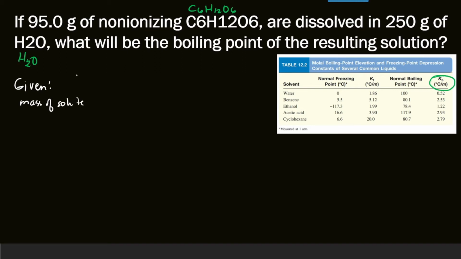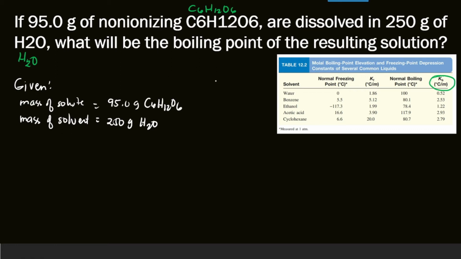Okay, the mass of solute here is 95.0 grams. We also have the mass of the solvent, which is 250 grams H2O. The solute is C6H12O6.